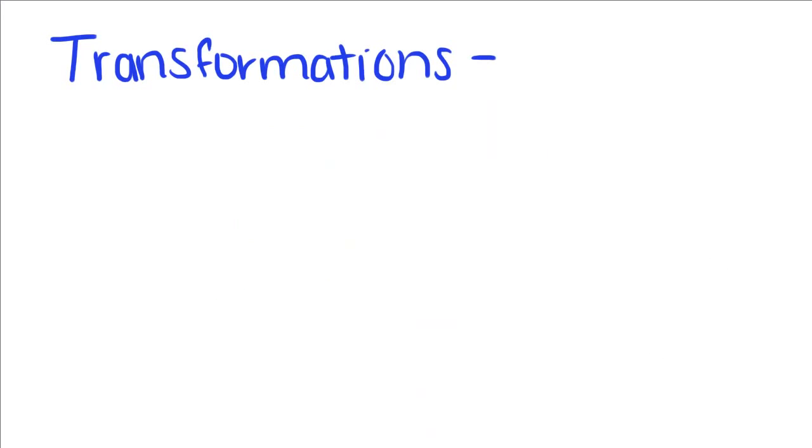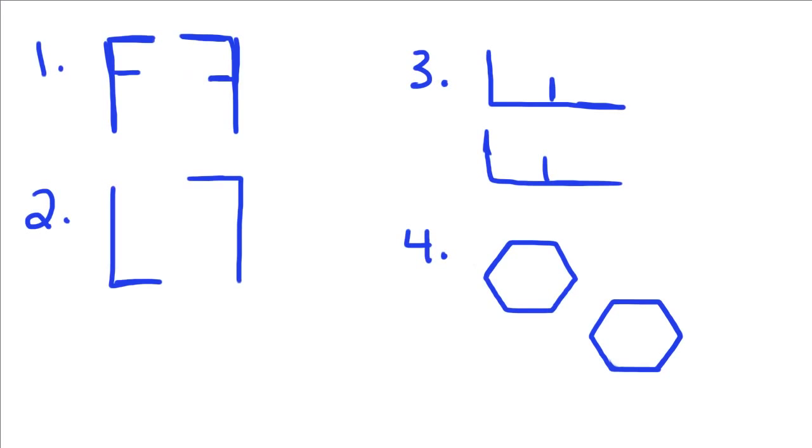So let's do some practice with these transformations, and we're just going to describe them. So I had the letter F right here, and now I have it like this. So if we were to describe that, we would say that it is a reflection because it was literally flipped over to look like that.